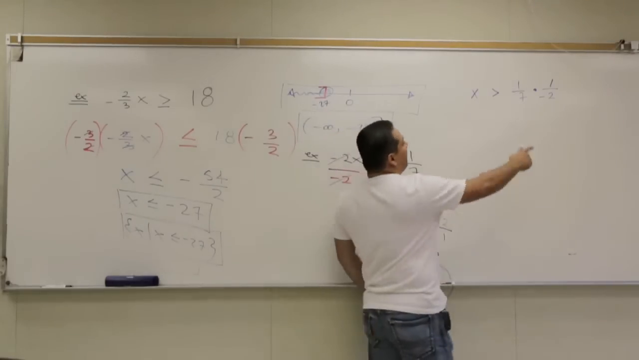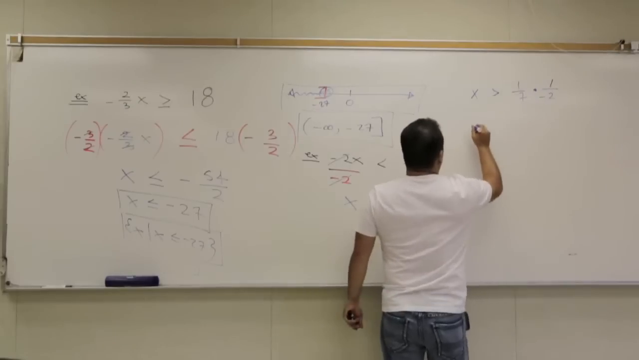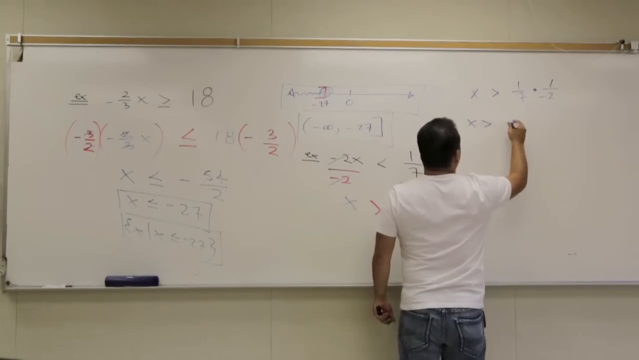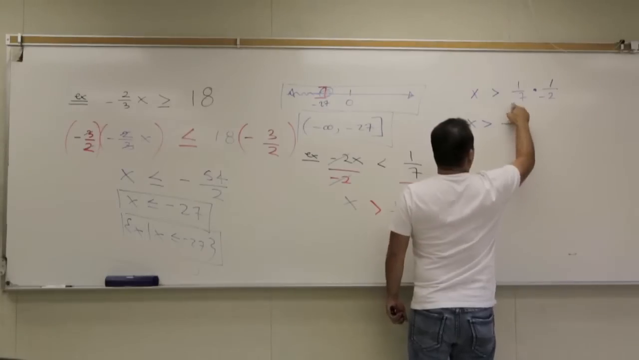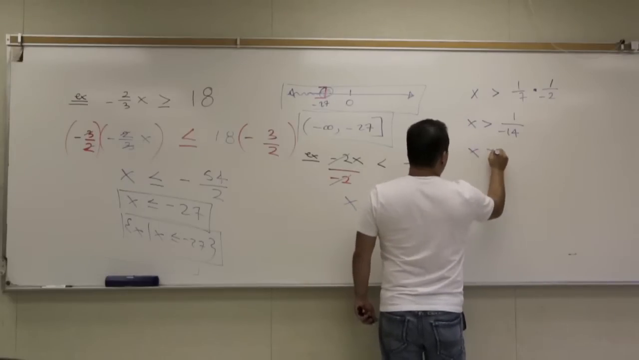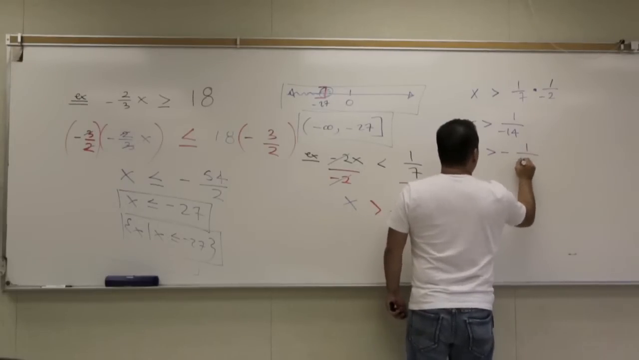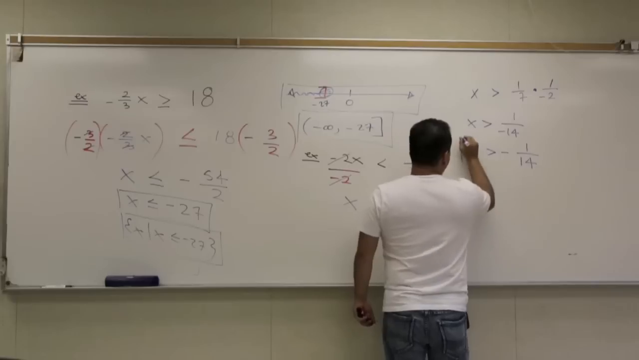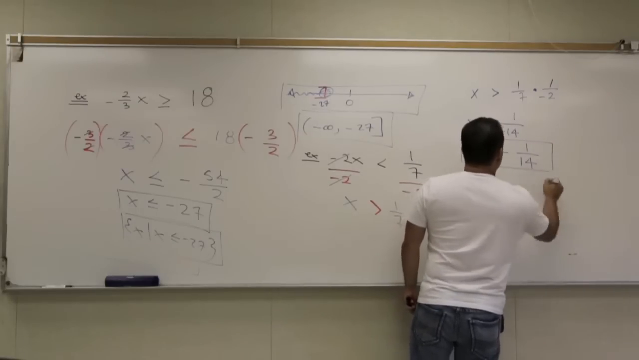And then now, how do you multiply fractions? Straight across, you get x is greater than, what's 1 times 1? What's 7 times -2? -14. So we get x is greater than negative what? 1 over 14. Here's your solution.